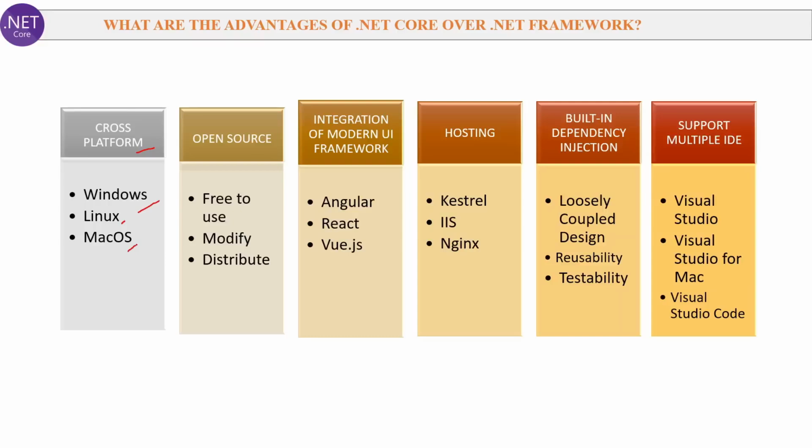Second advantage is it is completely open source, which means it is free to use, easily modifiable, and easily distributable, whereas .NET Framework is not open source. Third advantage is .NET Core is easy to integrate with modern UI frameworks like Angular, React, and Vue.js. .NET Framework can also be integrated with these UI frameworks, but comparatively it is easier to integrate them with .NET Core.